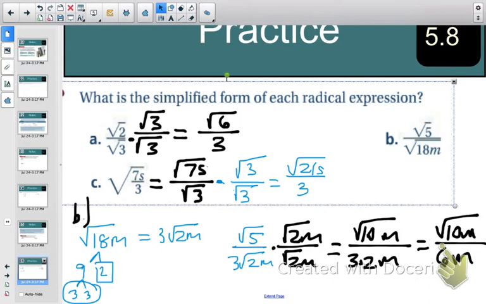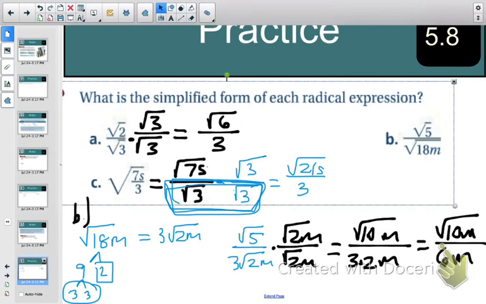On C, I split it into 2 square roots first, so square root of 7s over square root of 3, and then multiplied by square root of 3 over square root of 3 to get rid of the radical on the bottom. So I get square root of 21s over 3. Remember, these don't cancel, they just cancel the radical. So you still have 3 on the bottom. The denominator doesn't go away, it's just 3.